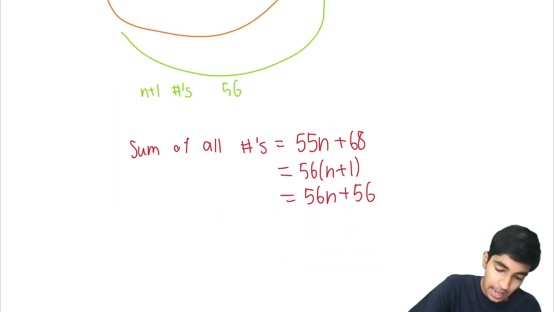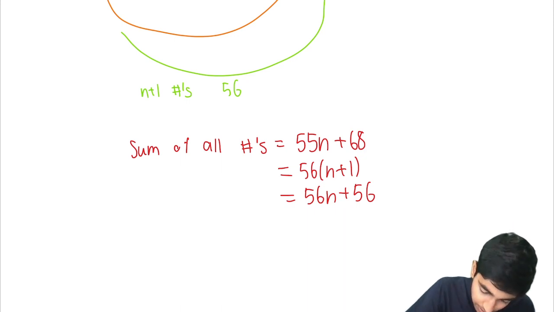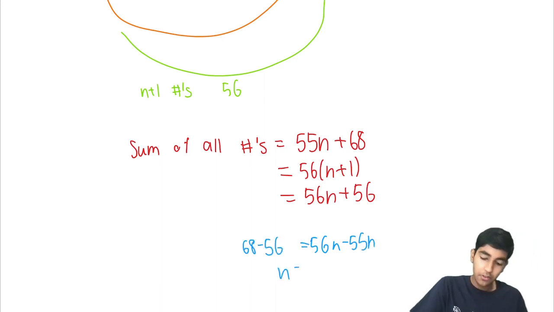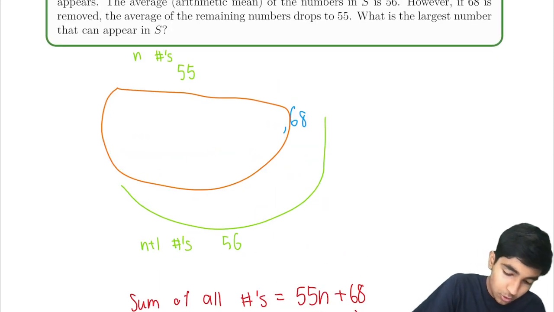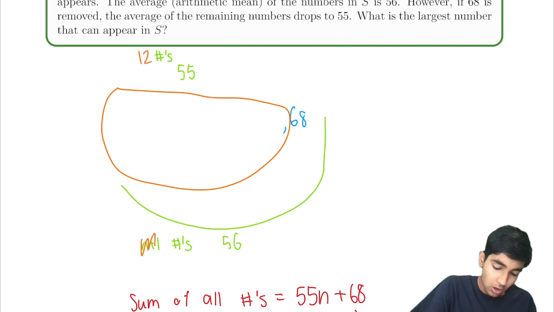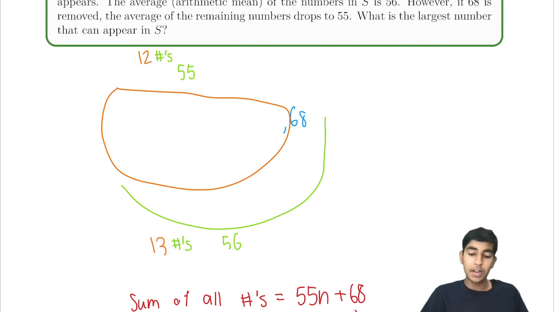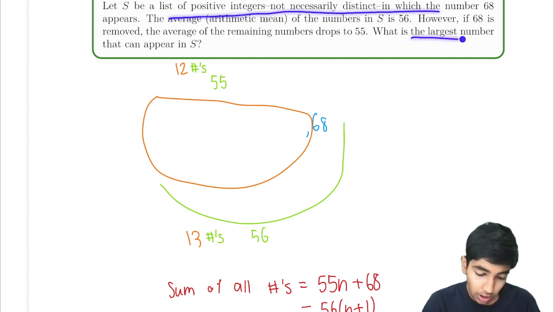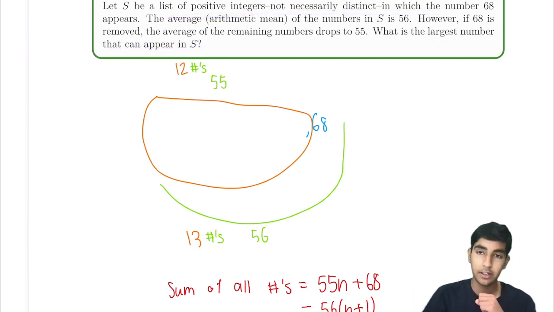We can solve this equation to get that 56n minus 55n equals 68 minus 56, so n equals 12. So that means we know that there are 12 numbers that have an average of 55, and 13 total numbers that have an average of 56. Cool. But now the question says, positive integers, not necessarily distinct. What's the largest number that can appear in S?